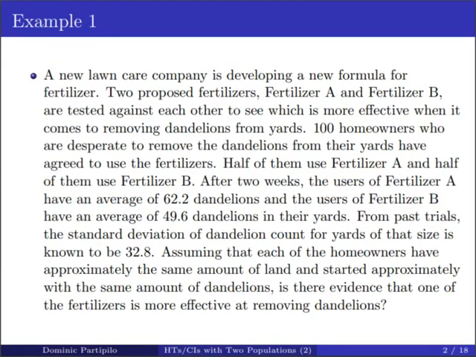So after 2 weeks, the users of these fertilizers are nice enough to go out and count the dandelions for us. And we find that the users of fertilizer A have an average of 62.2 dandelions, and the users of fertilizer B have an average of 49.6 dandelions. From past trials, we know that the standard deviation of the dandelion count for yards of that size is known to be 32.8. So, assuming that each of the homeowners have approximately the same amount of land and started with approximately the same amount of dandelions, is there enough evidence to suggest that one of the fertilizers is more effective at removing the dandelions?